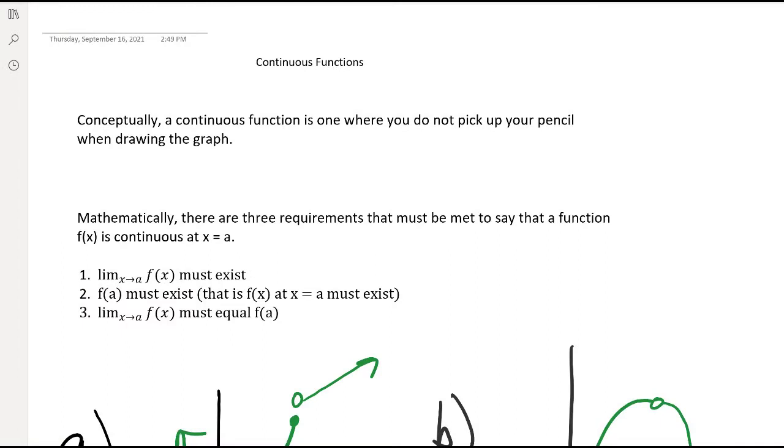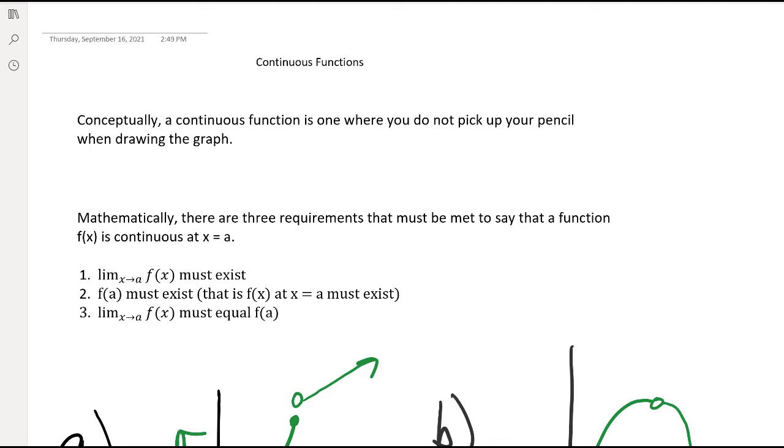Alright, so in this video we're going to go over the concept of continuous functions. Conceptually, a continuous function is a function where if you were to draw it out, to graph it, you never pick up your pencil as you're drawing that graph. So the graph is one continuous stroke. That's the conceptual definition.